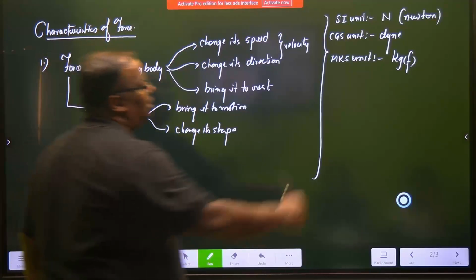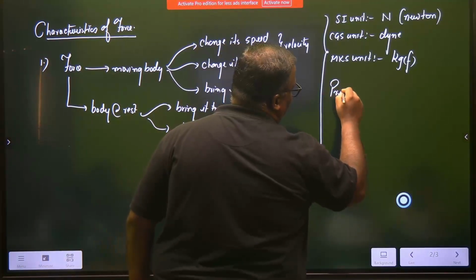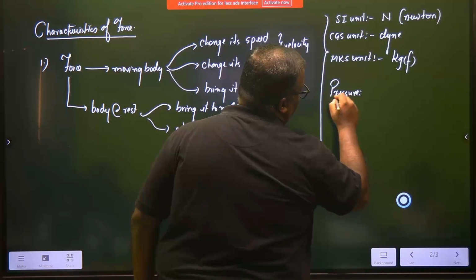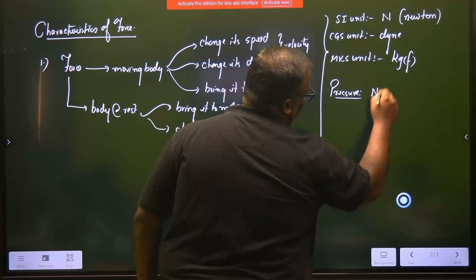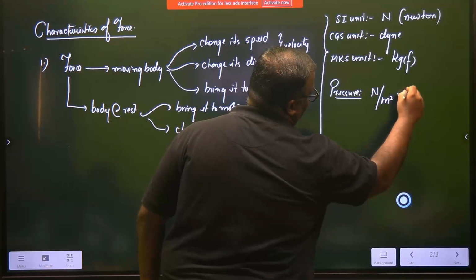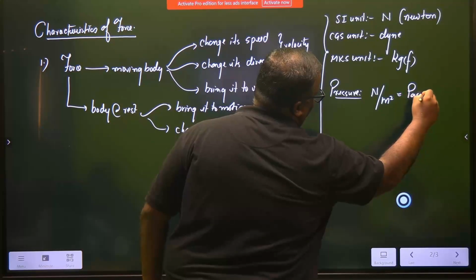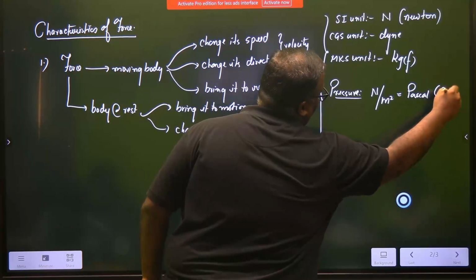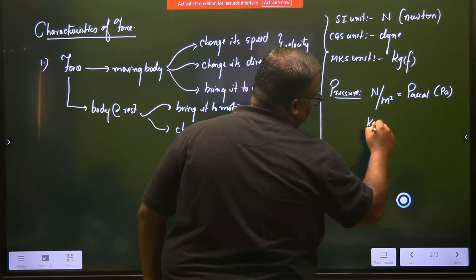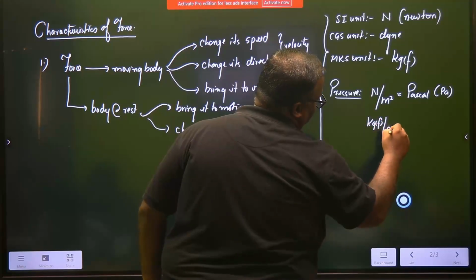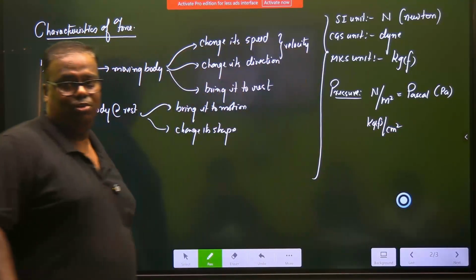That's the reason that when you read pressure, pressure is what? Force upon area. So you will be reading it as Newton per meter square, which is also known as Pascal, which is Pa. In our days, we used to read it as kgf per cm square. You'll read this also as a unit of pressure.